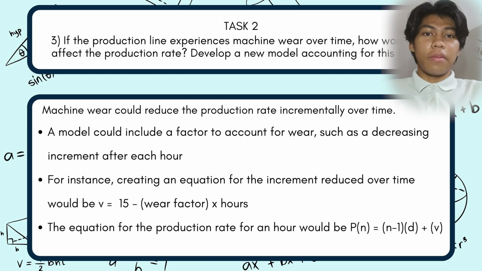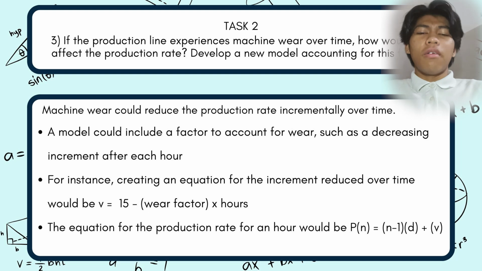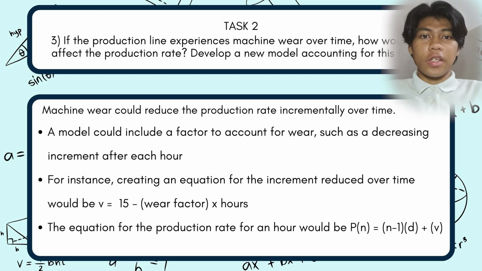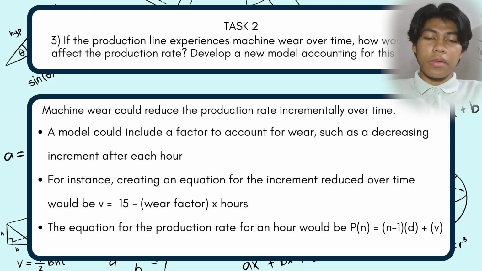Now, let's talk about the potential impact of machine wear on a production line. Over time, as machines experience wear, the production rate would gradually decrease, leading to reduced efficiency. To address this, we can develop a model that factors in this wear. For example, while the initial production rate is set at 200 units per hour with an increment of 15 units for each subsequent hour, we can introduce a wear factor that gradually reduces this increment as time progresses.